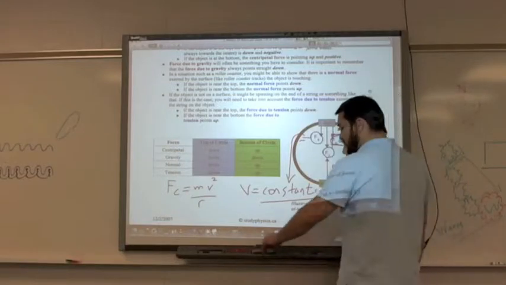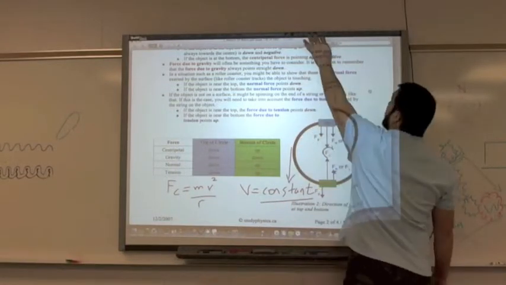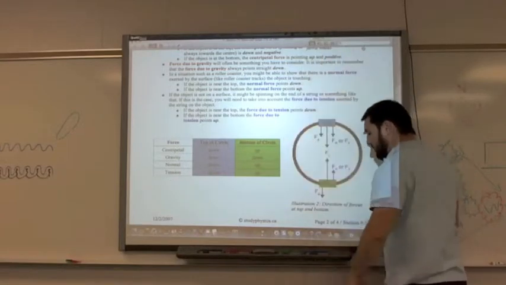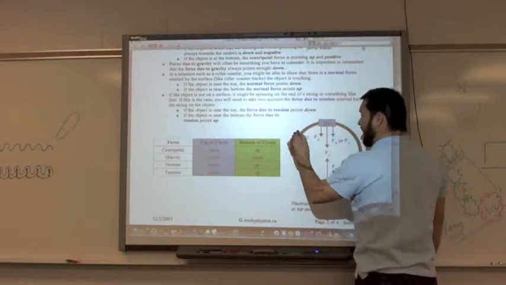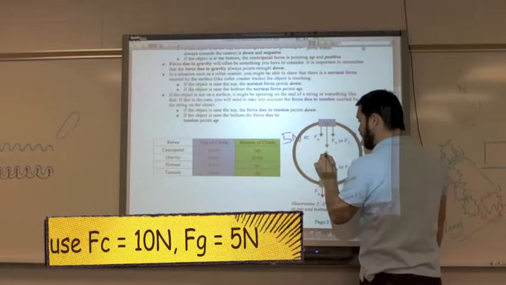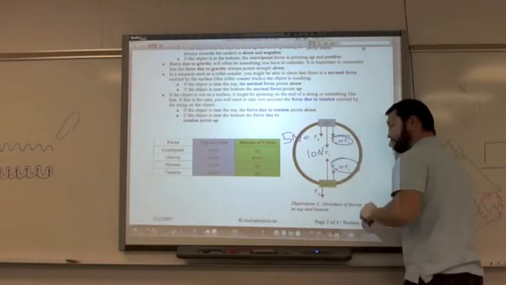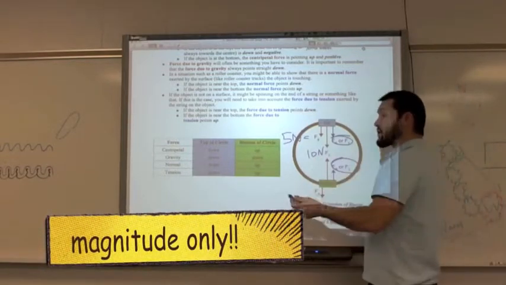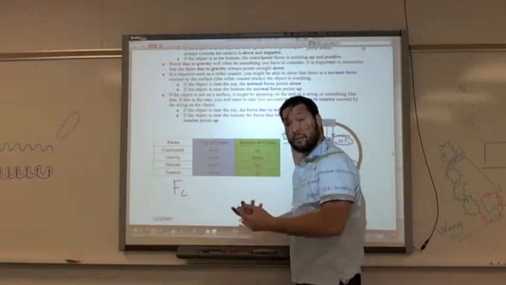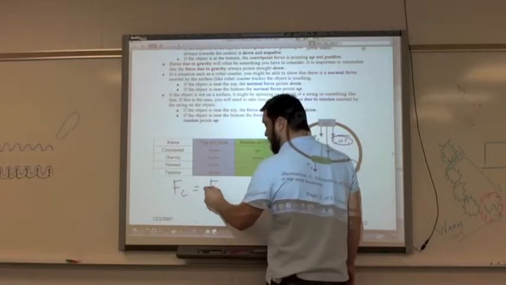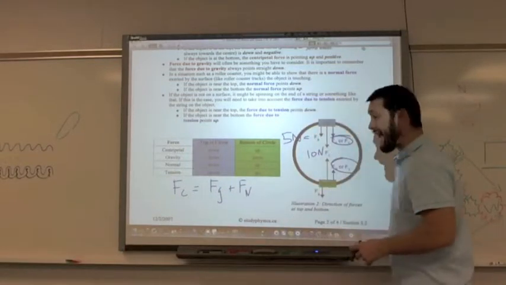We can do a quick example if I throw in some mathematical values. For simplicity's sake, we'll make force of gravity 5 newtons, we'll make centrifugal force 10 newtons, and of course this one is going to change. Just like before, your centrifugal force is like a net force, so it's equal to the sum of all forces, which is basically force of gravity and your force normal.